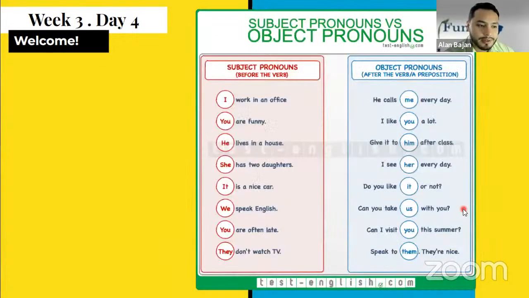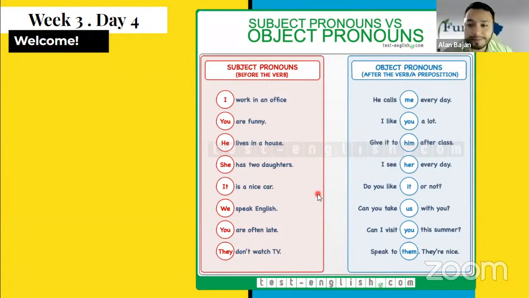But let's start learning what a subject pronoun and an object pronoun are. The subject in the sentence is the person, object, or animal who performs the action, right? The object is where the action goes. What is a subject pronoun? The pronouns that we already know: I, you, he, she, it, we, you, they.